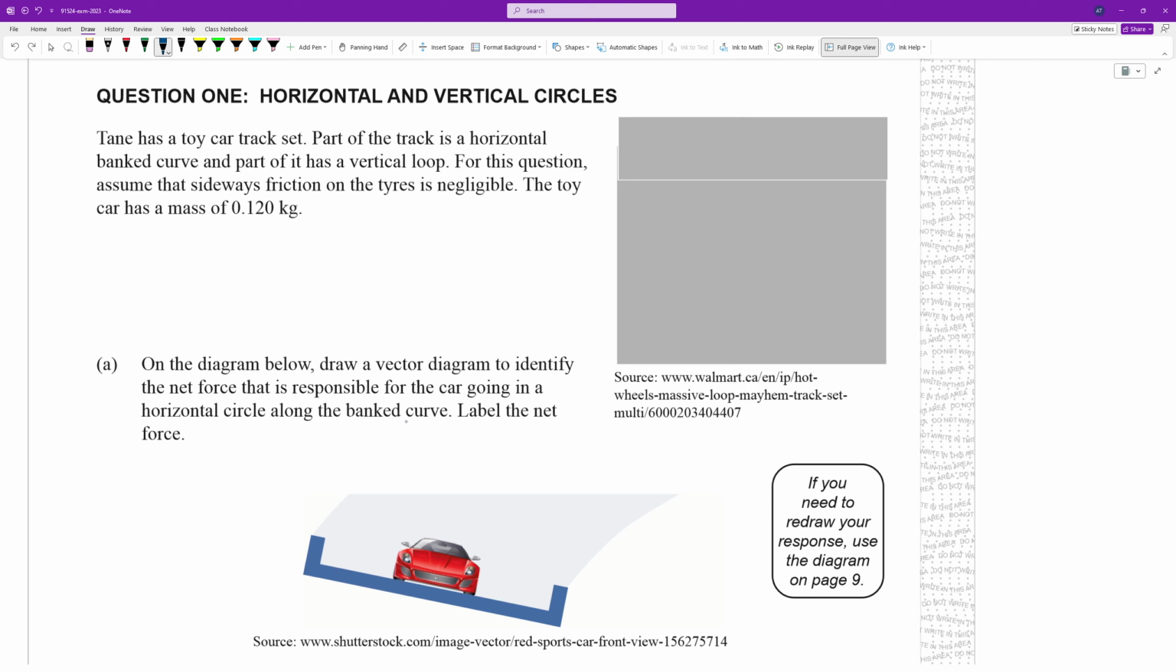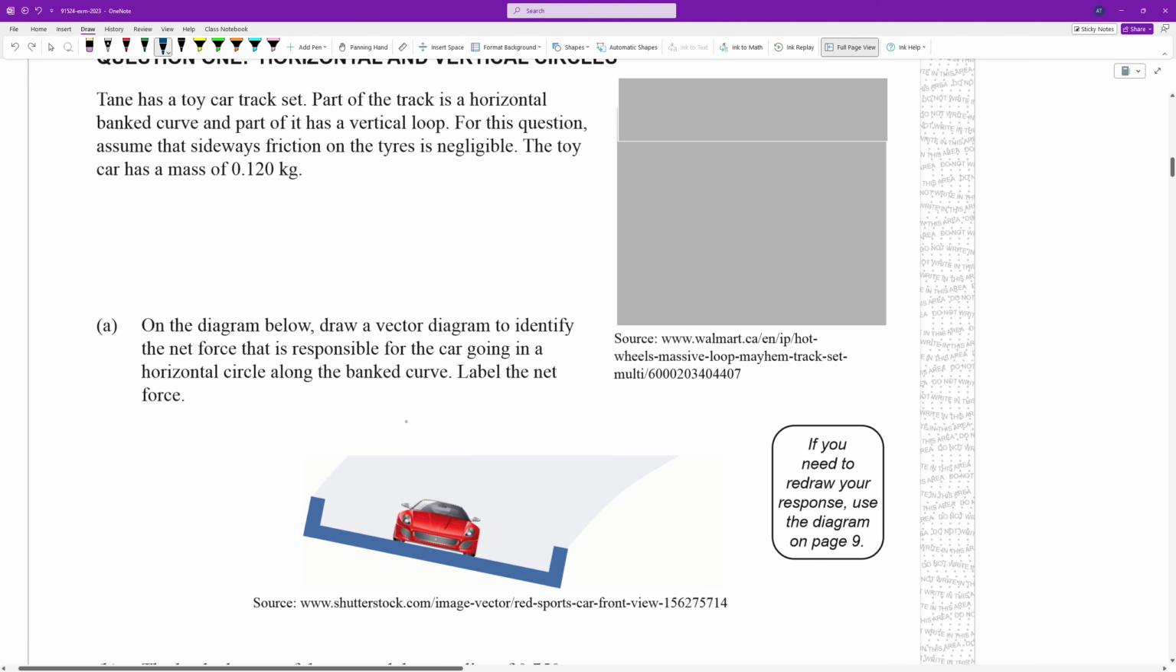So Tane has a toy car track set, amazing, I do too, it's right next to me. But he has a banked curve, that is awesome, and a vertical loop, the classic level 3 physics concepts. We can assume sideways friction on the tires is negligible, so the only force keeping it acting inwards would be the support force, and we're told the toy car has a mass of 0.120 kilograms.